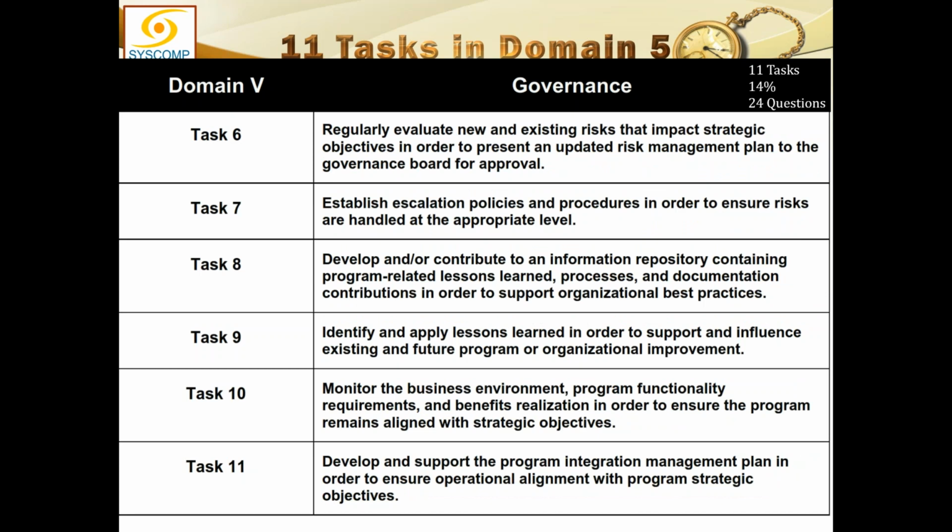Task number 6. Regularly evaluate new and existing risks that impact strategic objectives in order to present an updated risk management plan to the governance board for approval. So this you should be able to understand, as you are very well versed with risk management from the project management side, and now you just have to raise it a level to bring it to the program level, and everything else is the same.